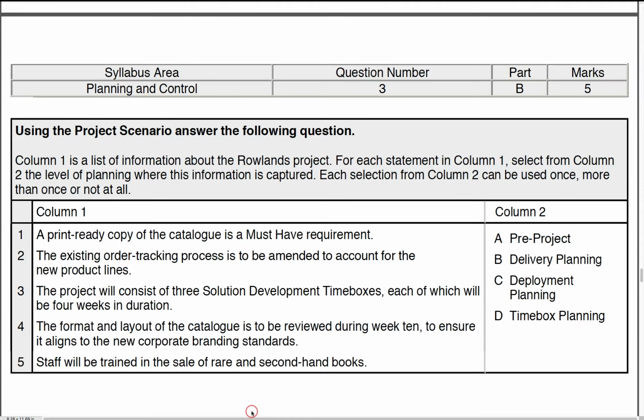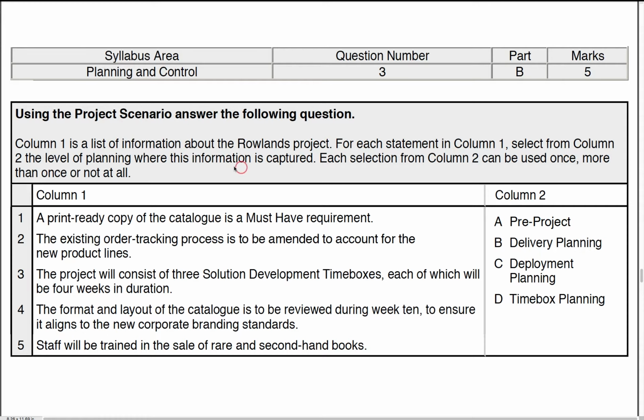This is part B we're going to look at. And again, there are 5 marks for this part of the question. As you can see, 5 marks. So, using the project scenario, we're going to have a look at the requirements that are in there and how we manage those through. So it's all about planning, as you can see here when we've got planning going on.